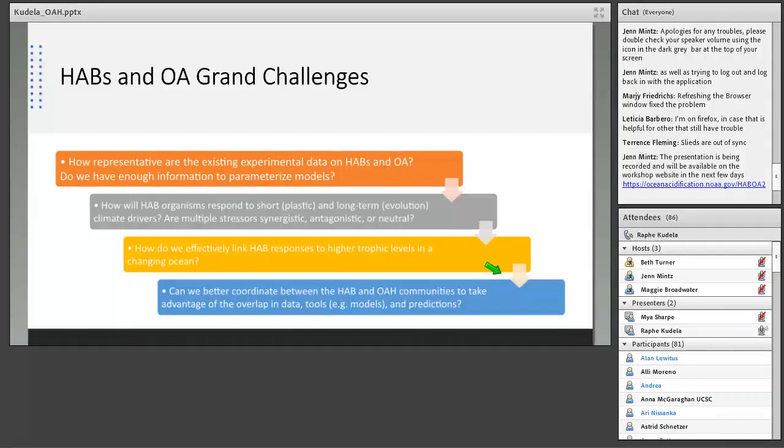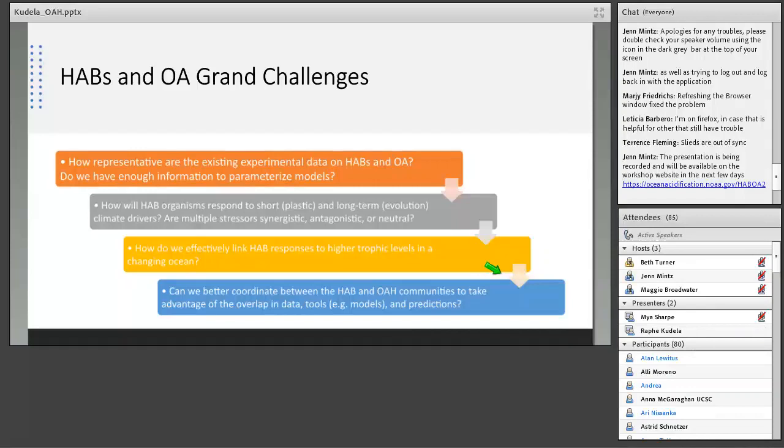And then, of course, it's complicated and messy, but the next step beyond that is we really need to start looking at those multiple stressors and seeing what happens if we're changing all of these things at the same time versus doing one of them at a time. My third main point is that we really do need to link this to higher trophic levels.